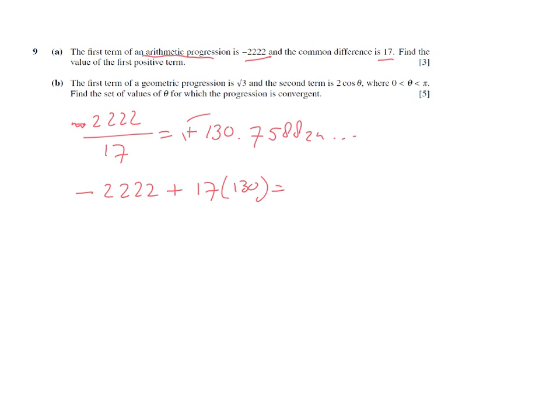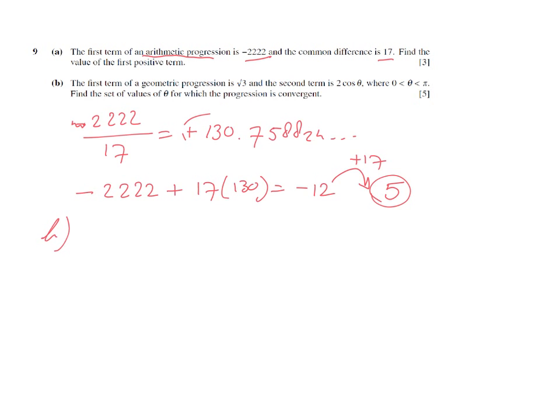So minus 2222 plus 17 times 130, that will be minus 12. So is that positive yet? No. So the next term is going to be positive, so another 17 added to it. So the first positive term is going to be of value 5. Good, that was for 3 points.